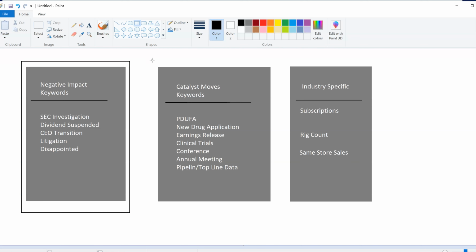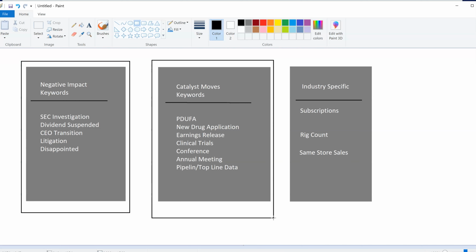Then you could have keywords that could be potential catalysts in the future, like earnings release, PDUFA, new drug application, clinical trials, conferences. Is the stock going to have any type of conferences coming up where maybe the CEO or somebody's presenting? That could be an important date. Annual meeting. Are they talking about top line data or pipeline?